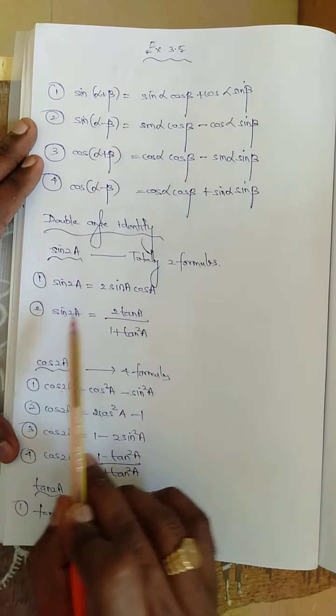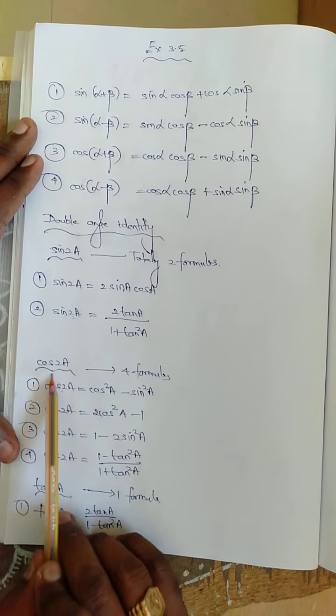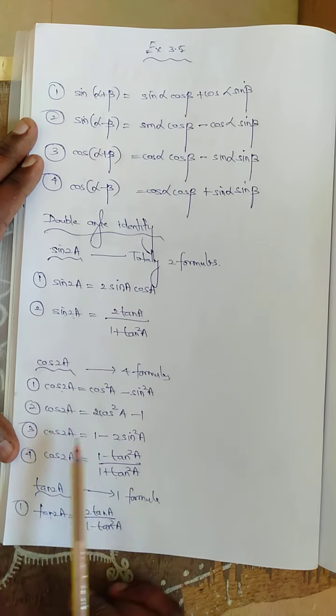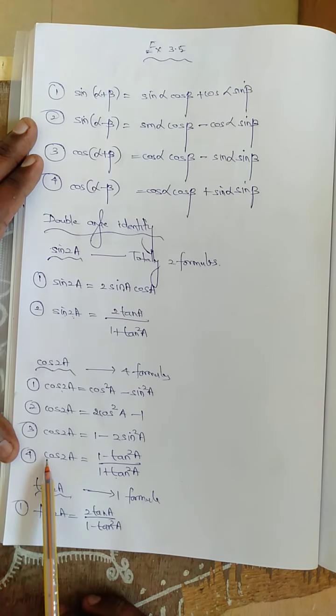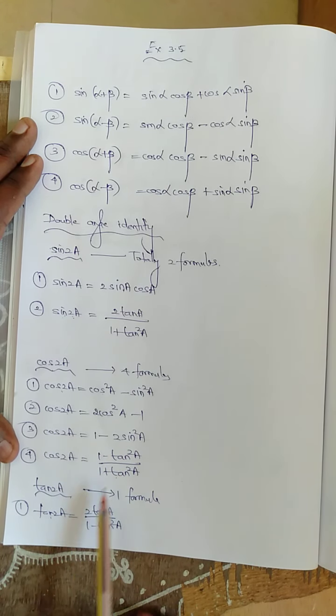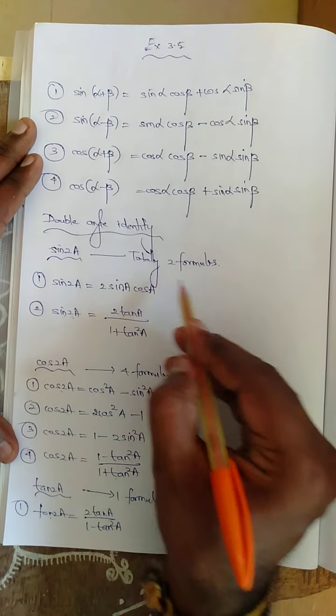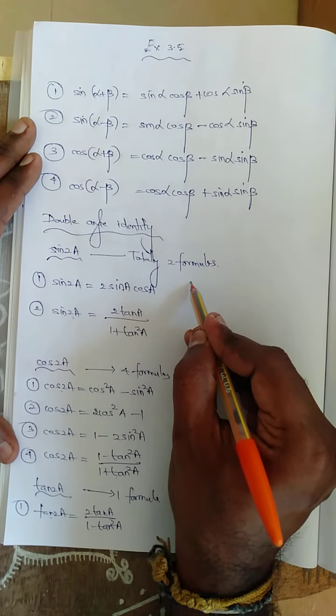Sin 2a is 2 sin a cos a. Sin 2a is also 2 tan a divided by 1 plus tan square a. Cos 2a has 4 formulas. Cos 2a is cos square a minus sin square a. Cos 2a is 2 cos square a minus 1. Cos 2a is 1 minus 2 sin square a. Cos 2a is 1 minus tan square a divided by 1 plus tan square a. Next, tan 2a is 2 tan a divided by 1 minus tan square a. These are the double angle identities.